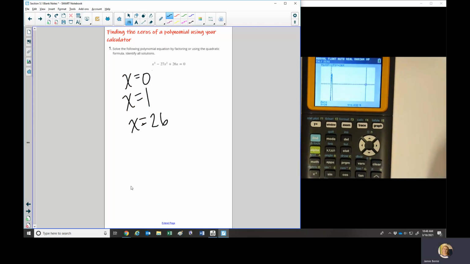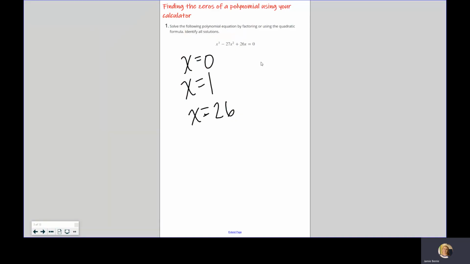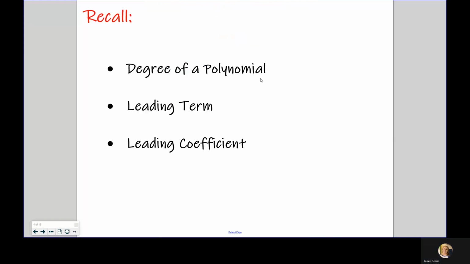This is not how I find the zeros of a polynomial, or the solutions of a polynomial, but this is a totally fine way to do it. There's nothing wrong with doing it this way if this is how you prefer. So next I'm going to show you how to do it algebraically or by hand.